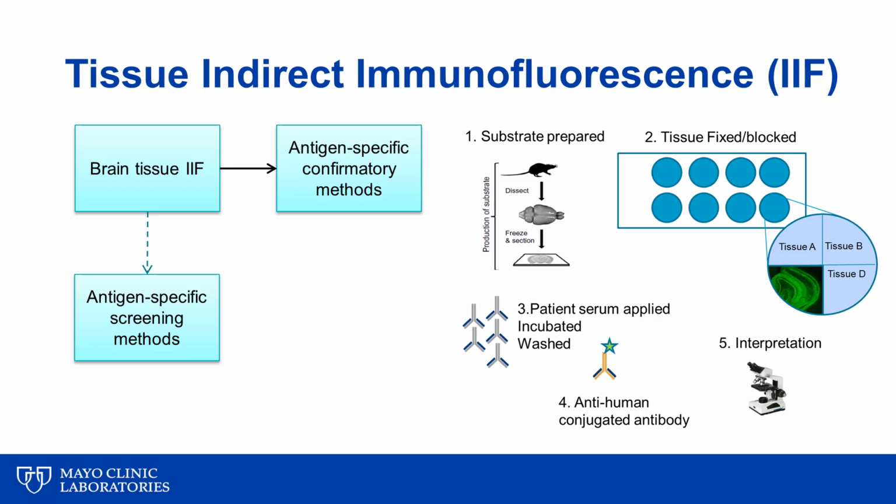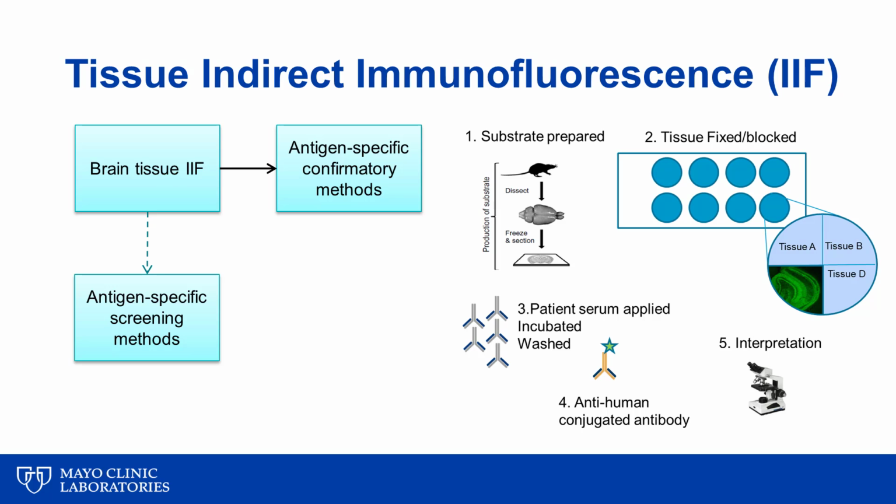For some samples, staining patterns may be ambiguous even to the trained eye, and therefore we utilize confirmatory methods such as line blots to aid in the final interpretation. We avoid using these methods in isolation as they may lack specificity in the absence of an appropriate tissue-based staining pattern.